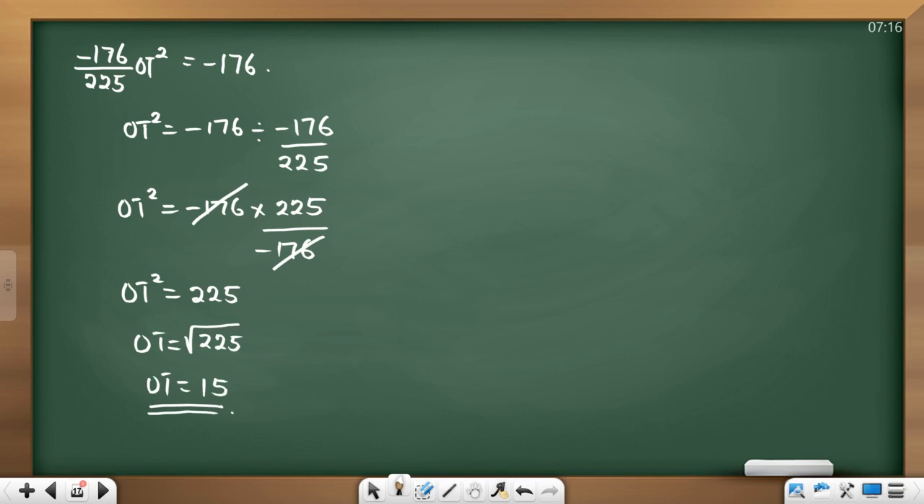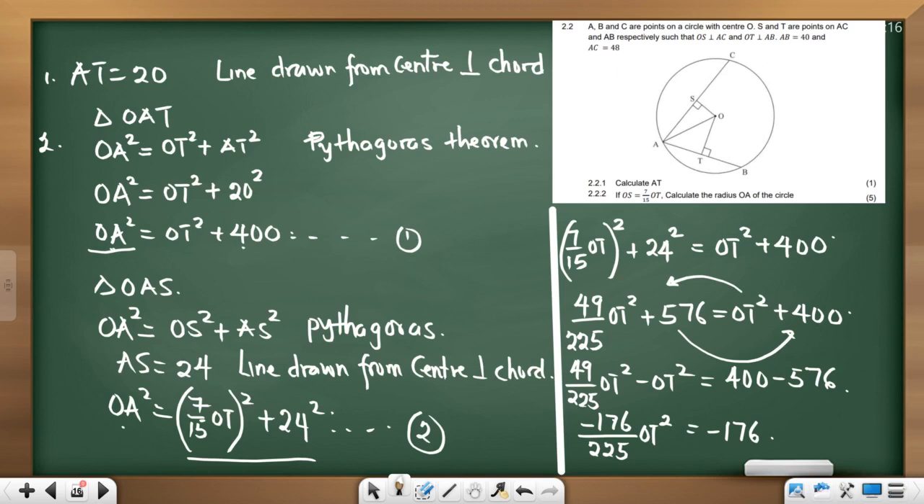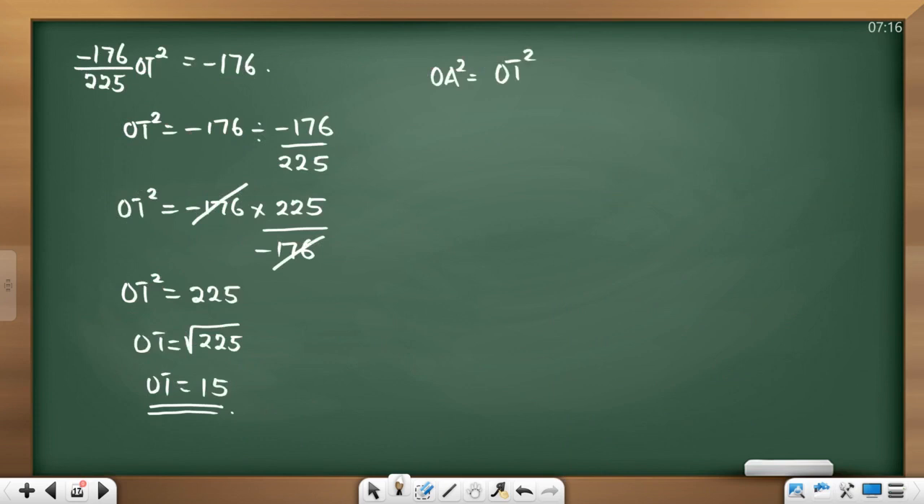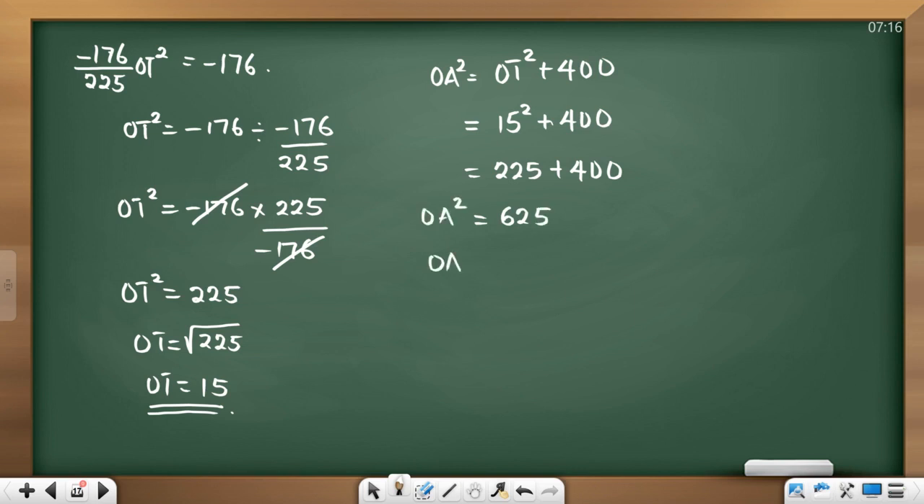But remember, we are not looking for OT. We are looking for OA. So we go back to one of our equations. We're looking for OA. All right, OA squared equals to OT squared plus 400. Beautiful. OT squared plus 400. And what do we have? 15 squared plus 400. That will give us 225 plus 400. And that will be 625. But this is OA squared. What is OA? The square root of 625. And that will be 25. 25 units. And we're done.